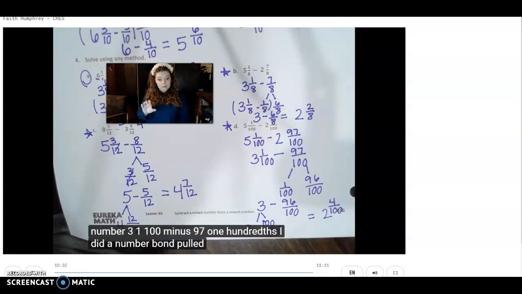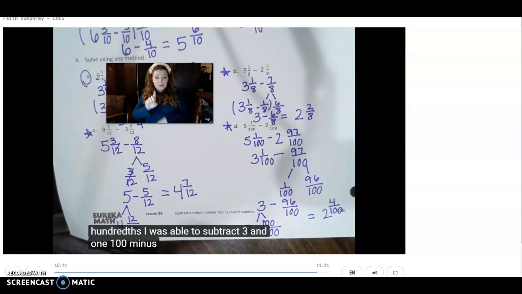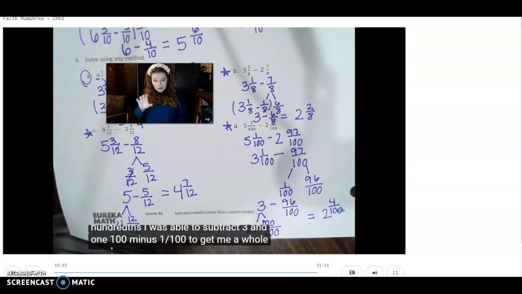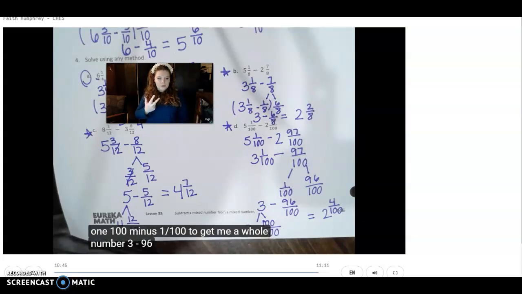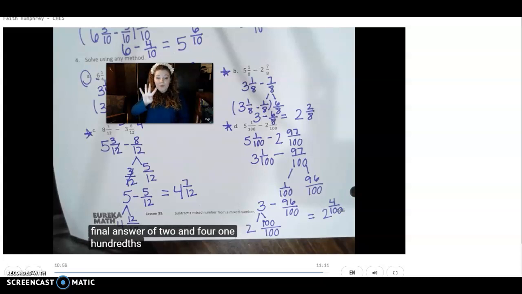I did a number bond. Pulled out 1/100 and 96/100. I was able to subtract 3 and 1/100 minus 1/100 to get me a whole number 3 minus 96/100. I put a number bond underneath the number 3, so it was easier for me to subtract that way. So I could get my final answer of 2 and 4/100.